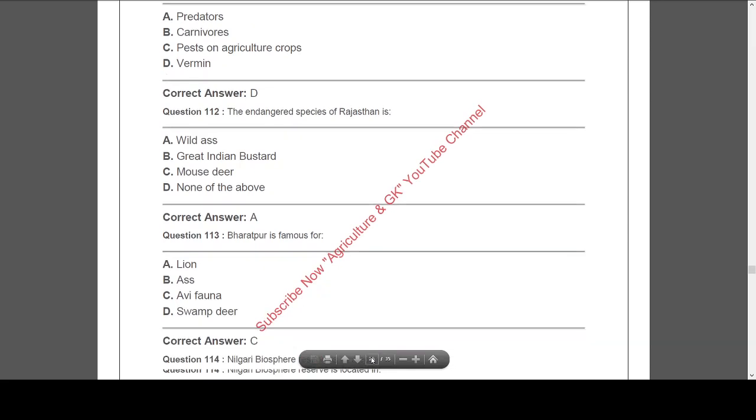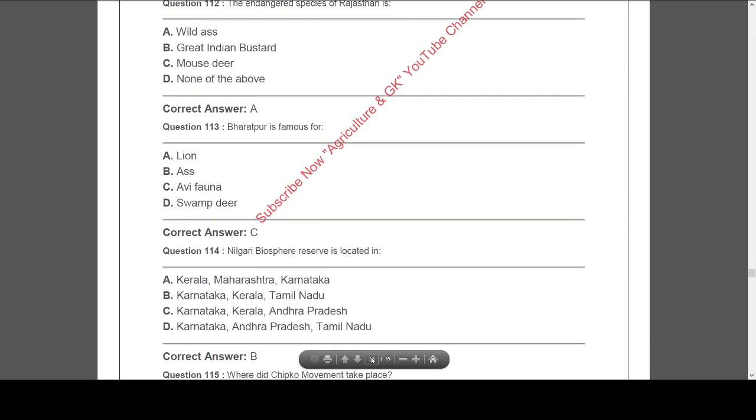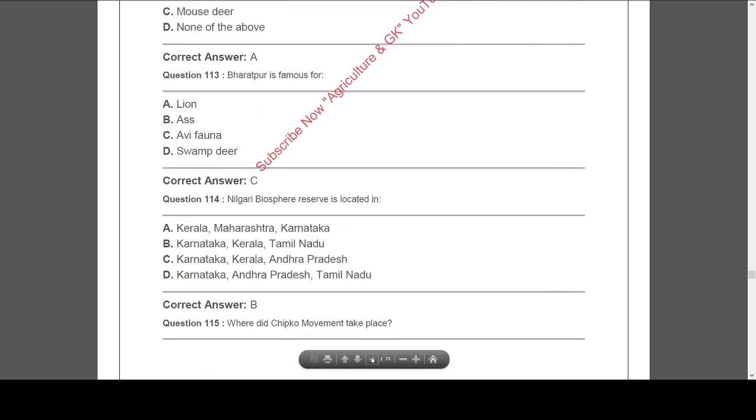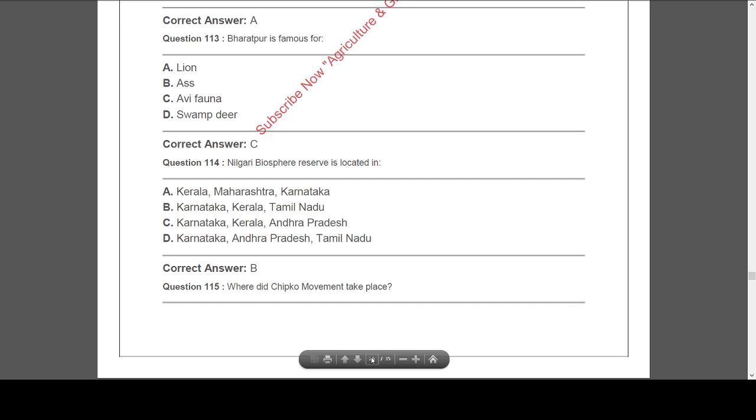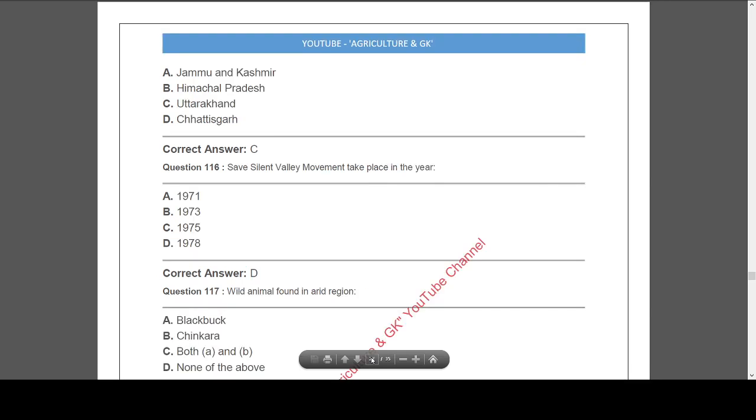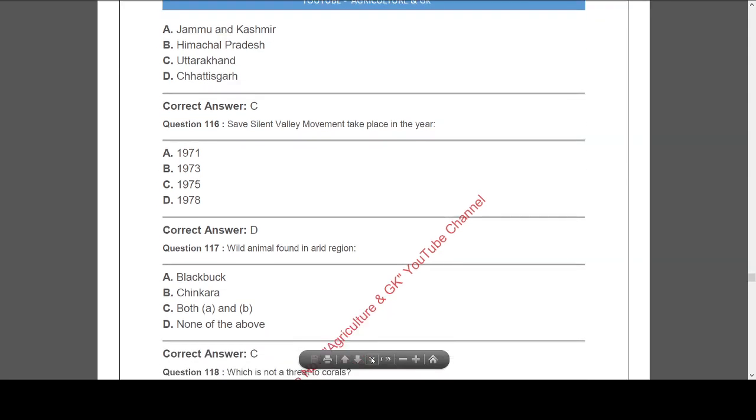Option A. Bharatpur is famous for option C, avifauna. Nilgiri Biosphere Reserve is located in option B, Karnataka, Kerala and Tamil Nadu. Where did Chipko movement take place? It took place in Uttarakhand, option C. Save Silent Valley movement took place in the year option D, 1978.